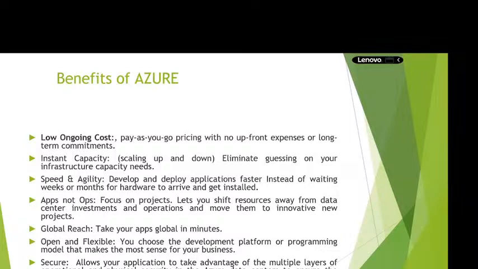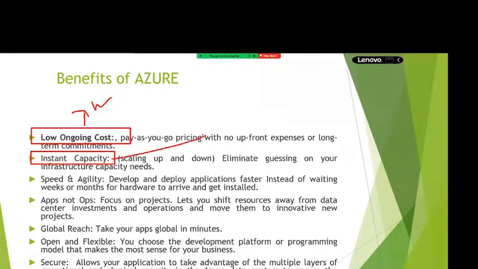Remaining all, see, it is low cost. Compared to AWS, Azure costs less. Next, instant capacity. Instant capacity means I would like to increase or downgrade the size of a VM, or downgrade the configuration of the app services. Anytime, anywhere, if you have internet connectivity, you can downgrade or upgrade the configuration of your application. That is instant capacity, like instant coffee. Next, speed and agility.